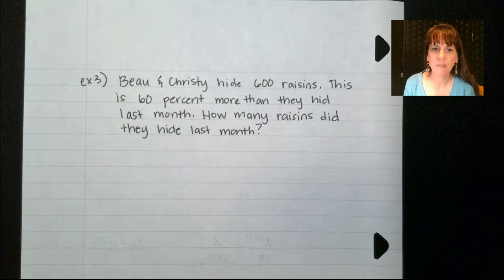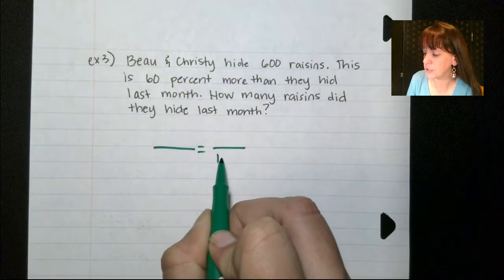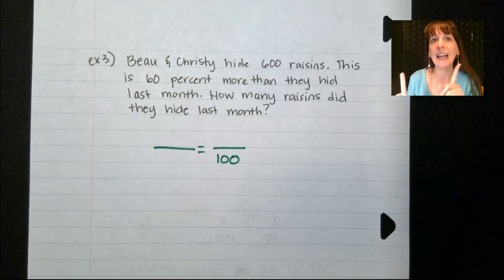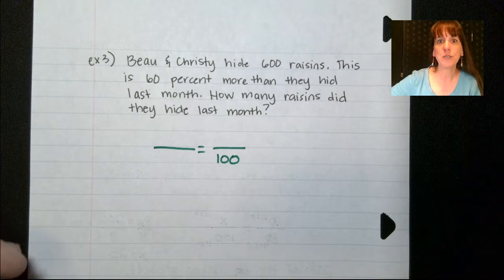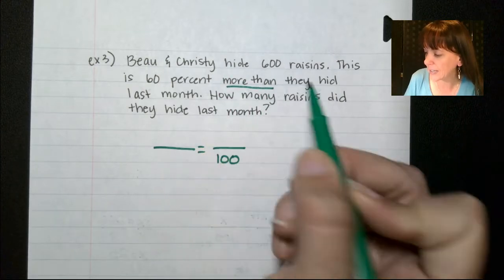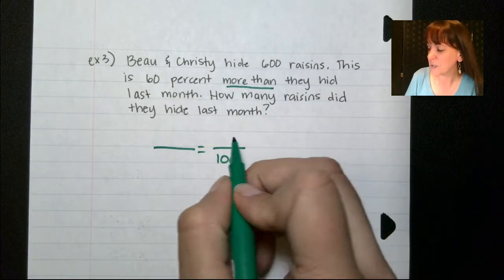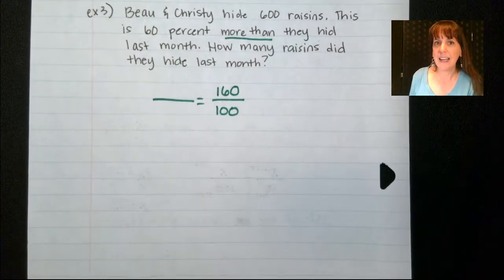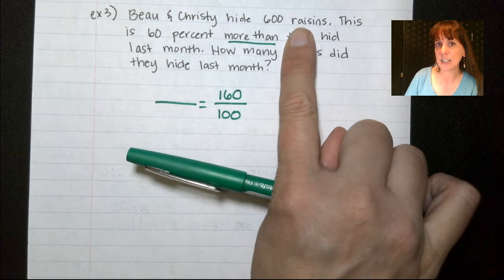This is another thing that you have to pay attention to with percent problems. Okay, so 60%, we know it's going to go in our percent spot here, but it's more than they hid last month. So let's say if they hid 100 last month, this month they're not only hiding that 100, but they're also hiding another 60%, which would be 160. So when you say more than, that means we need to add 100% to it. So 160, okay? And then they are hiding 600 raisins.